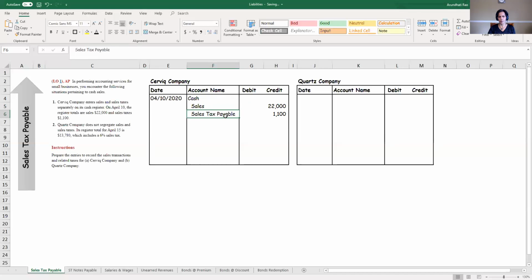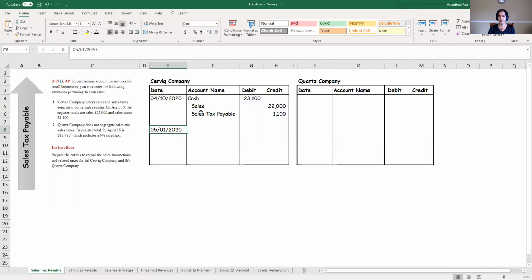This is a current liability because this money has to be sent to the state government typically within 1 to 3 months. It varies by vendors. The larger the vendor, the quicker the money has to be remitted. So the total cash that they collected in the sales is $23,100.